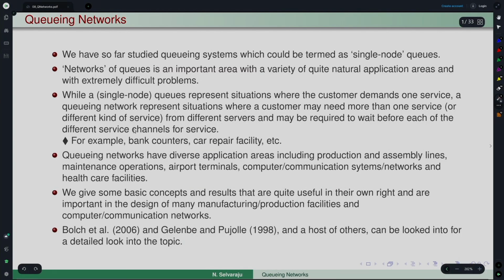The whole system is now a network, right, and the customer would need to get service from more than one node possibly. Even if it is one node out of those network nodes, it is fine, but some customers will need two, some customers will need three, and those three could be different for different customers and so on, right. This is the scenario that you have here, and that is what we try to model through a network of queues.